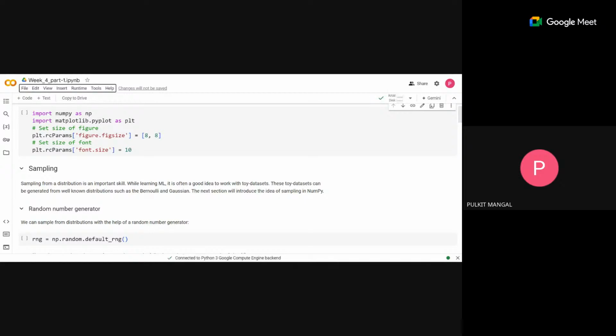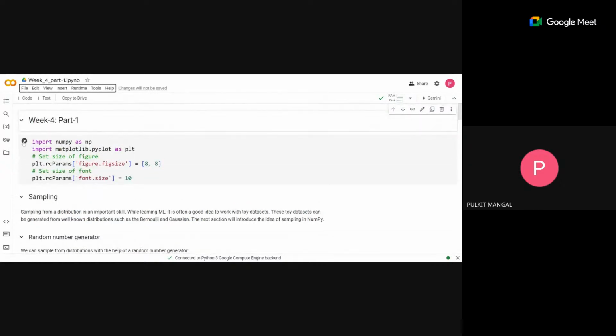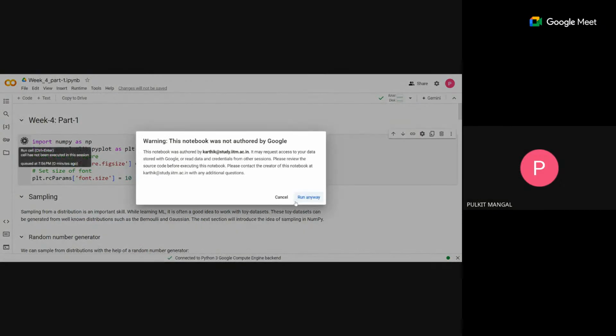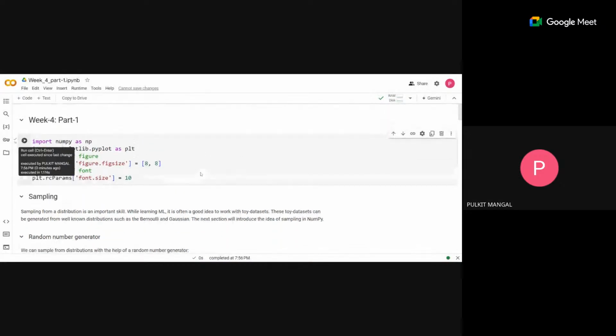Even if you don't do this and directly run the cell, it will first connect and then run the code. So the first code cell that we have given here.